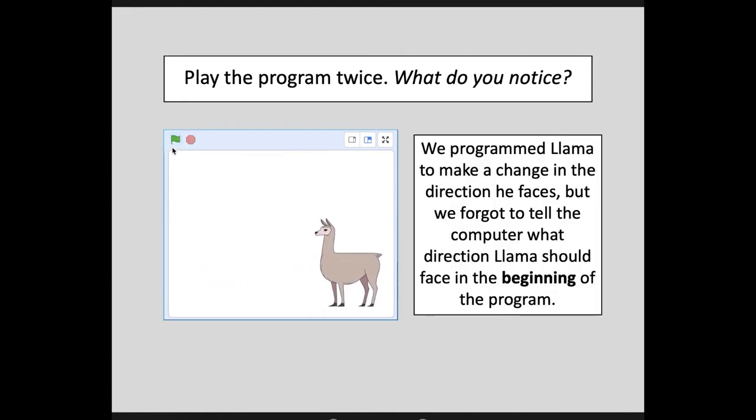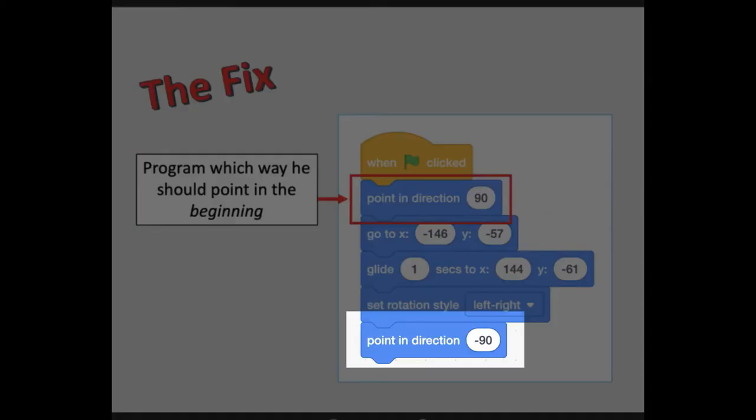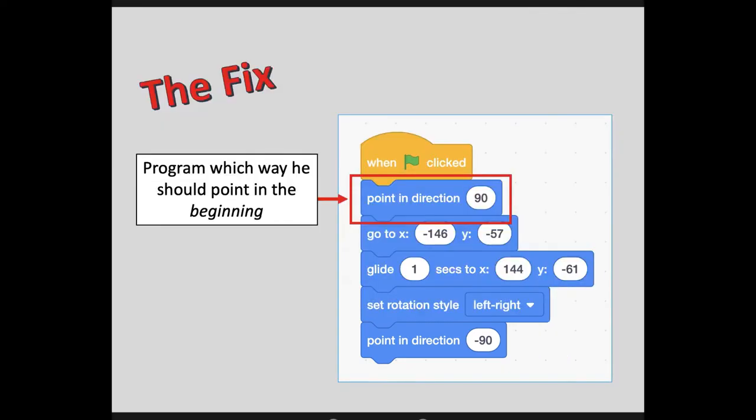What do you notice? So we programmed Llama to make a change in the direction he faces, but we forgot to tell the computer what direction Llama should face in the beginning of the program. This is a really common mistake that early coders make. You must always program how you want your sprites to start. If you fail to do that, your program actually will probably run correctly that first time. It'll look okay, but then when you play it the second time, you will notice the problem. So I have him pointing -90 degrees down here. That means I need to start out +90. Make that correction and then test your program, and you'll see that this time he resets properly.